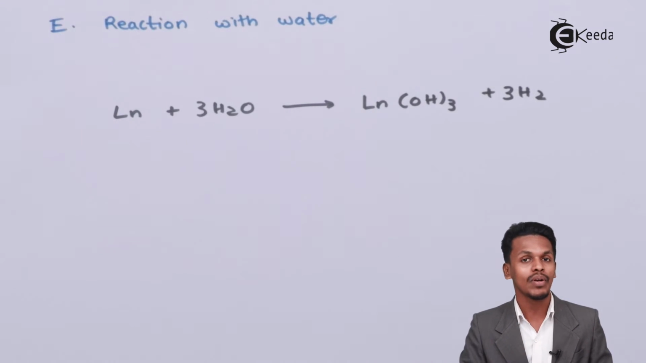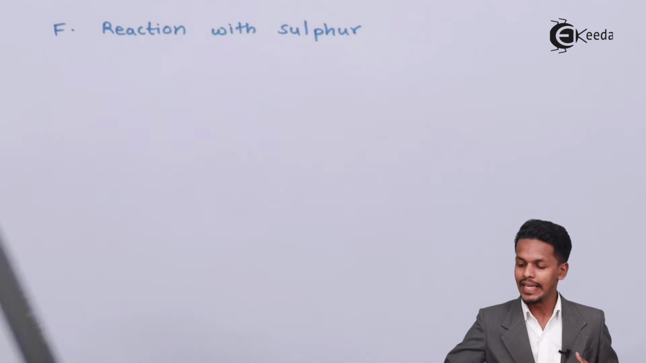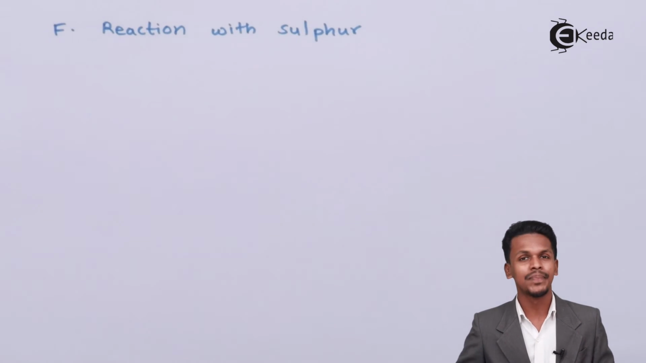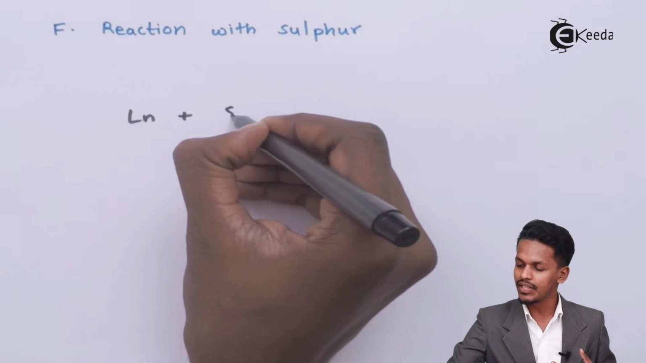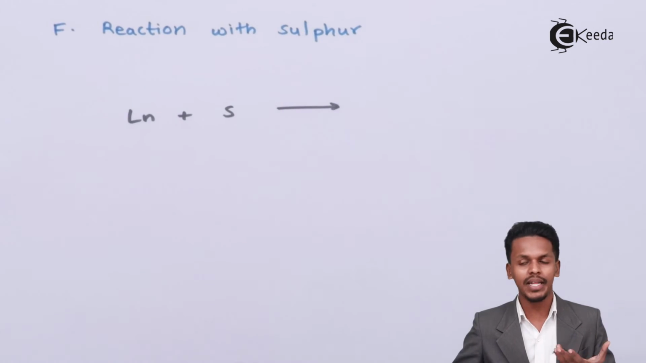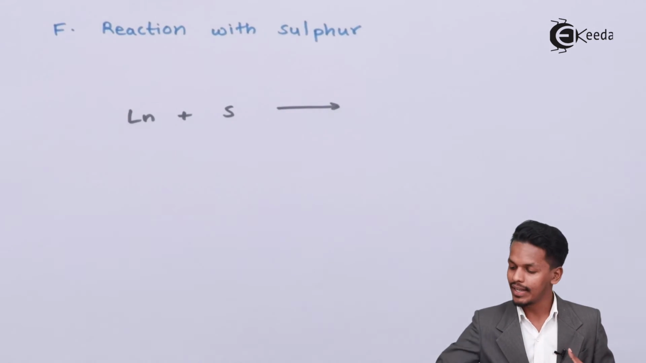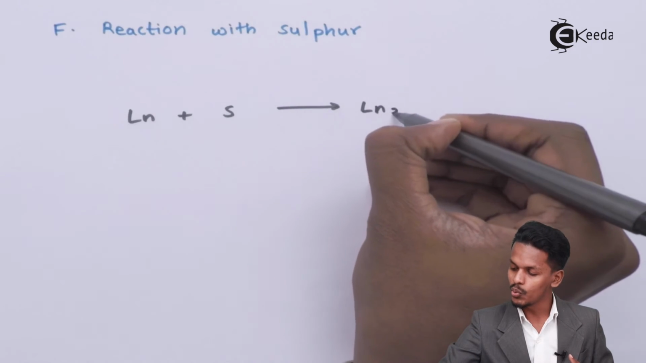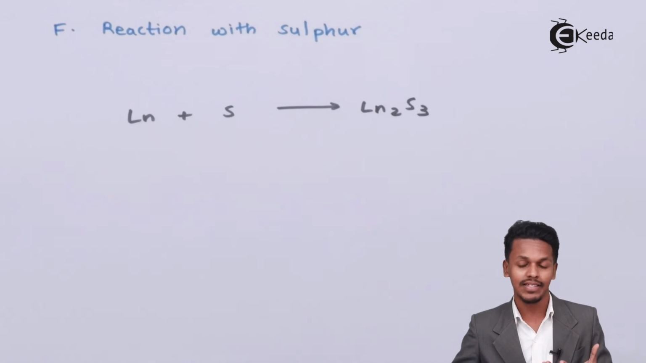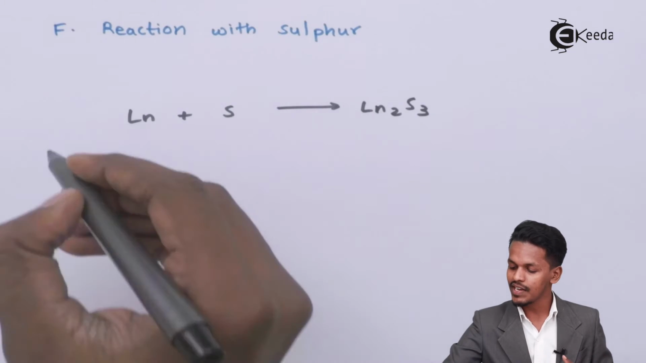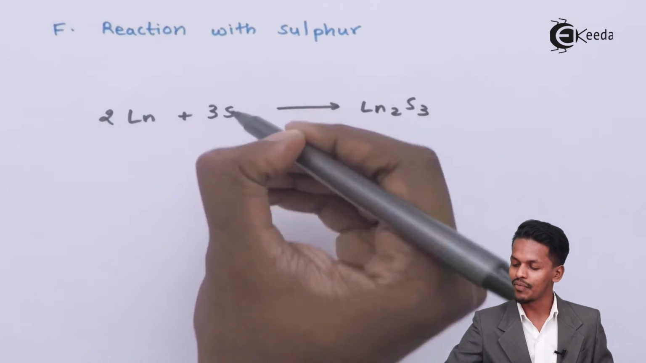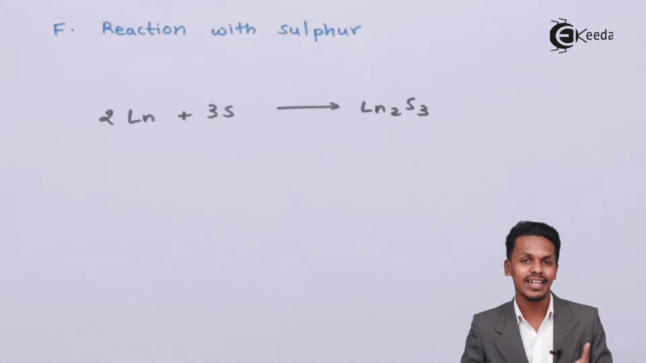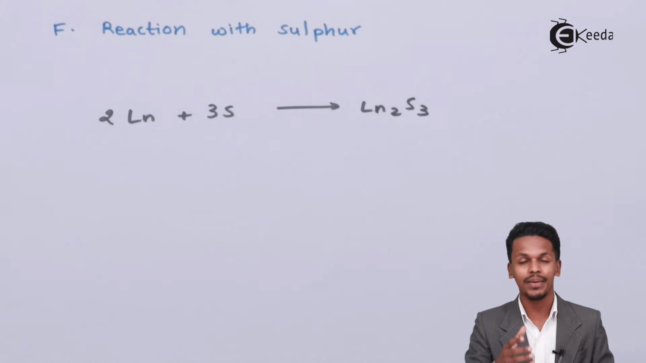Now let me discuss the next reaction. The next is the reaction of lanthanoids with sulfur. In this case, suppose I am considering a lanthanoid and I am treating it with sulfur, then at a moderate temperature, the product we could get is Ln2S3, which is known as lanthanide sulfide. In this case we have to balance the reaction, so we are using 2 moles of Ln and 3 moles of sulfur. So this is one of the general reactions that I have discussed here.